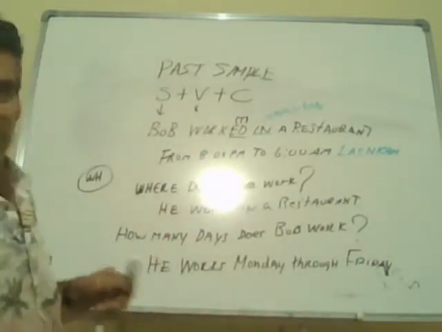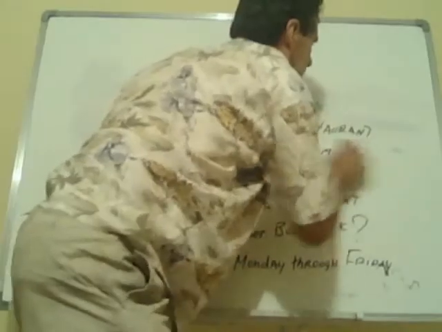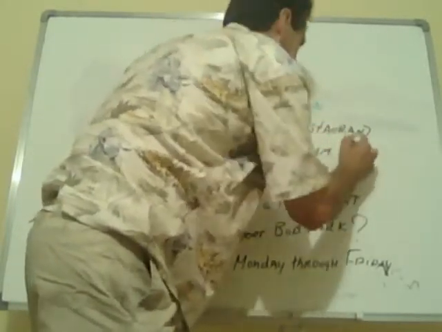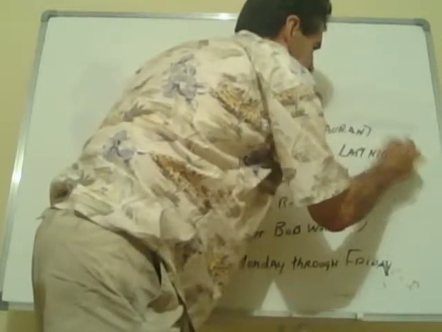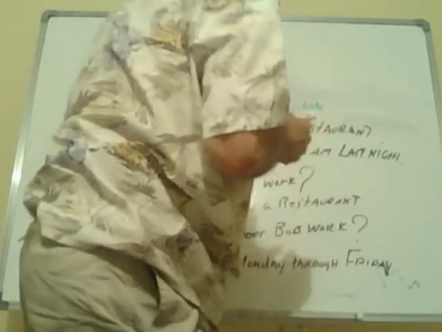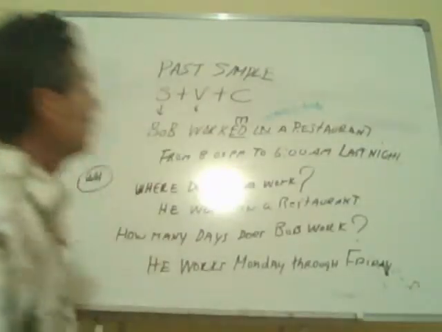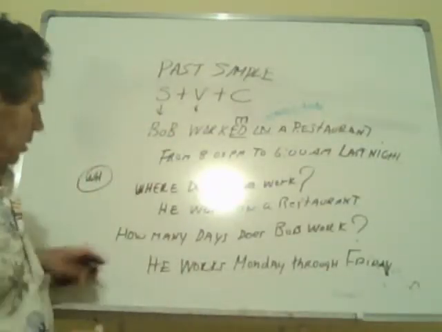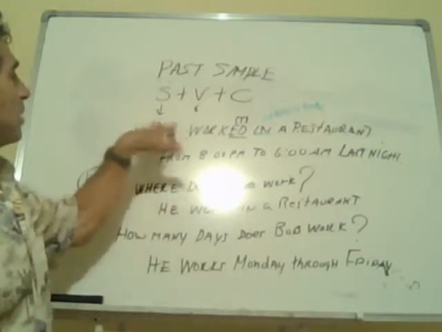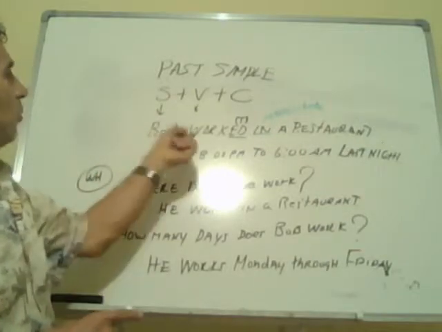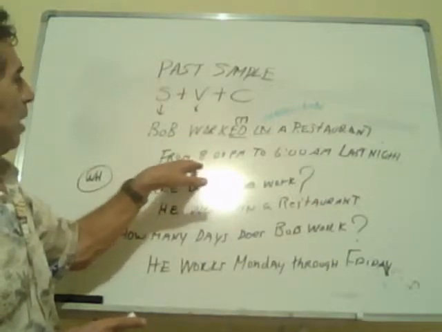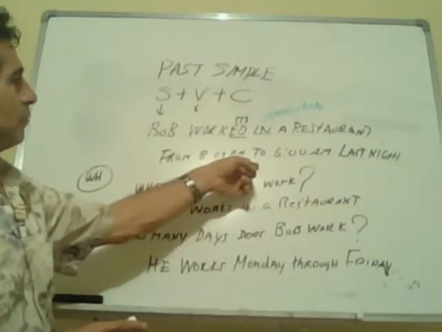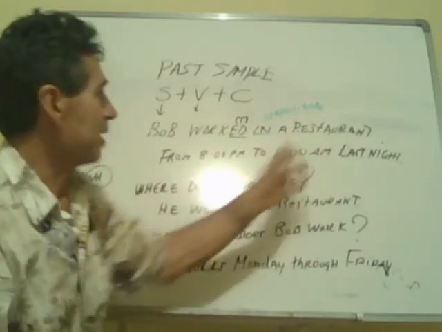Let me just correct this part right here. This is last night. Last night. See? Last night. All right. Every time we talk about the past simple form, we have to specify where he works and from what time to what time and where, which is last night, right?